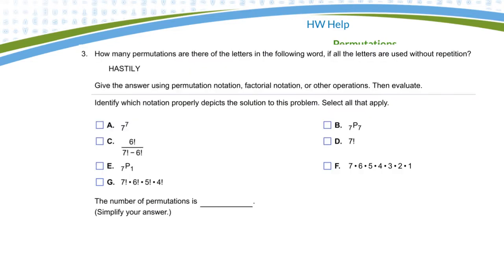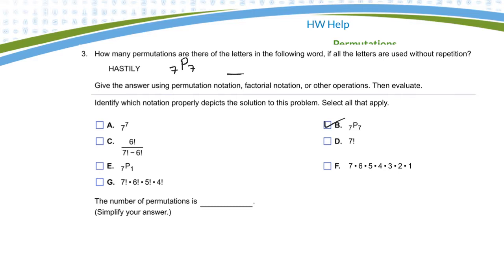Next question. How many permutations are there in the letters of the following word if all the letters are used and no repeating? So if there's no repeating, then we can use permutations. So how many letters are there? There's 7 letters. So I can say there's 7 letters, and I want to arrange them in permutations of 7. So that's one way I could answer that.